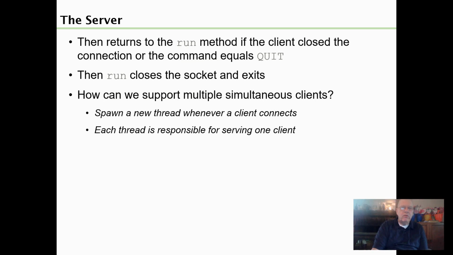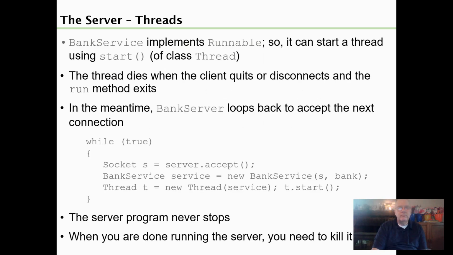So how can we support multiple simultaneous clients, because more than one person is going to come into the bank at the same time? Well, we're going to spawn a new thread whenever a client connects, and we're going to have a bank server that responds to one specific client.